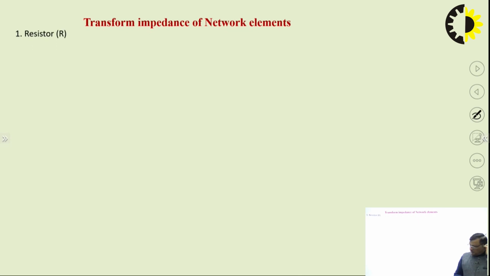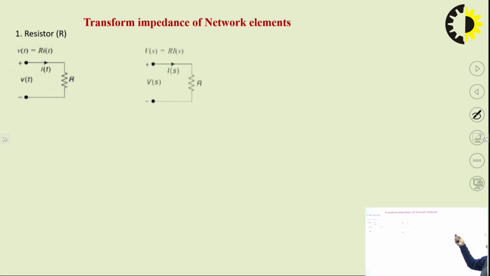Before discussing the network analysis of RL, RC and RLC networks using the Laplace transform, first and foremost I am going to discuss the elements one by one: resistor, inductor and capacitor. Then we put these elements in the circuit and carry out the analysis. So, this is R in the time domain: v(t) is equal to R i(t). In the S domain, we transform from the time domain into the S domain impedance. So, this is the representation of a resistor in the S domain.